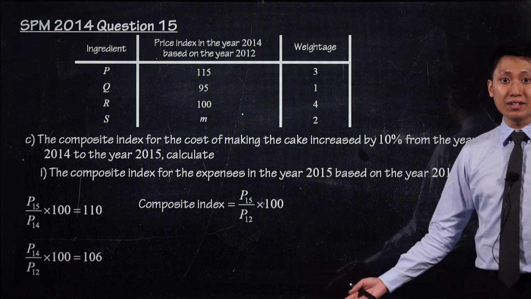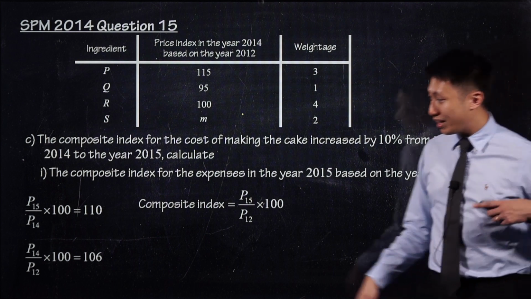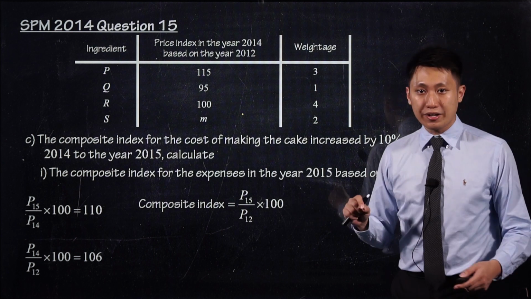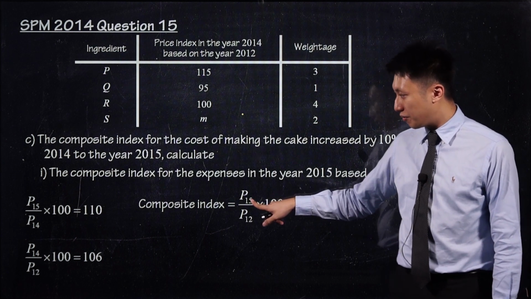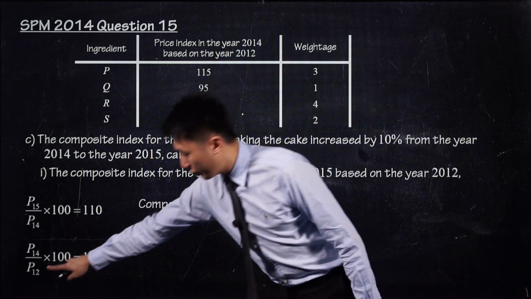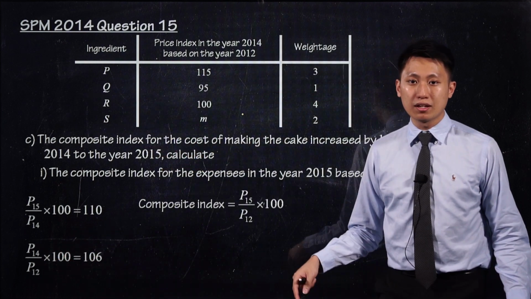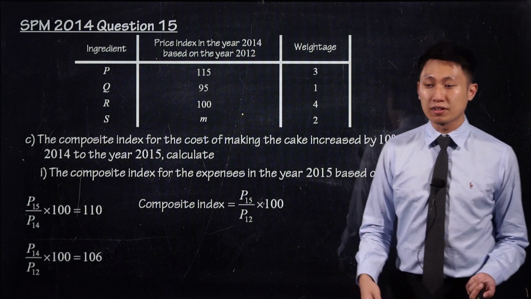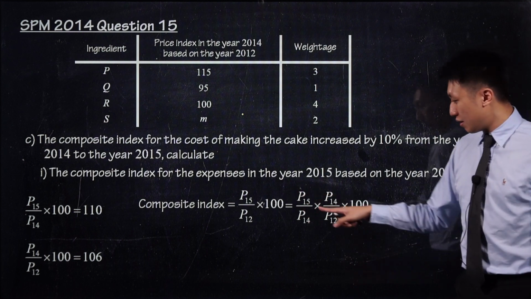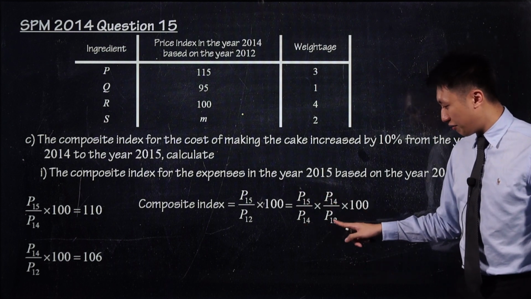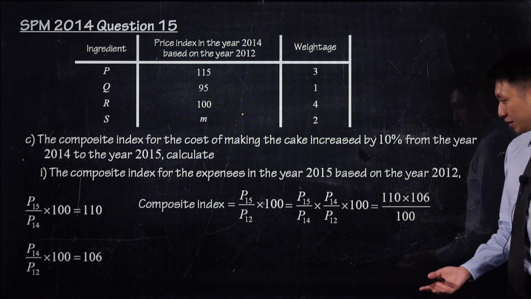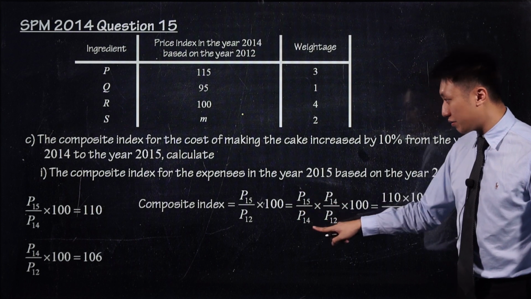But we don't have the price 15. So we're going to make use of these two known things and put them here. You see 15 is on top here, 15. Here 12, 12 is only here. And how about the 14? You can try to cancel them off by doing this. You can see this: 15 over 14, 14 over 12 times 100. That's why you can write this one as P15 over 14.